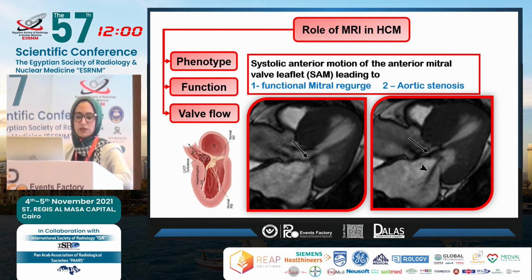You need to answer if there is associated systolic anterior motion of the mitral valve, where you get systolic motion that actually adds to the LVOT obstruction at this region and leads to secondary mitral regurgitation.